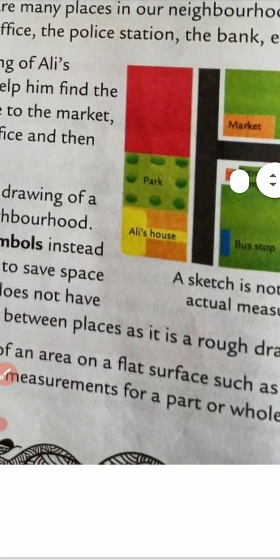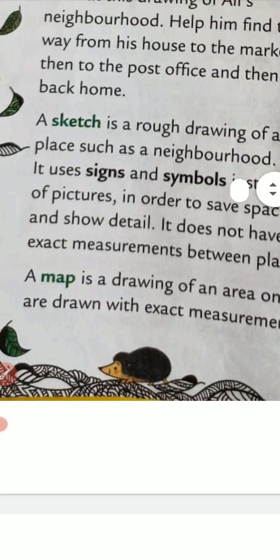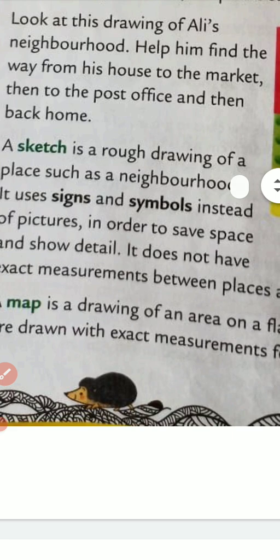So, what is a sketch? It is a rough drawing of a place such as your neighborhood. It uses signs and symbols instead of pictures because pictures take a lot of space. So, they use signs and symbols because it saves the space, and hence this is not the exact measurement between the two places.